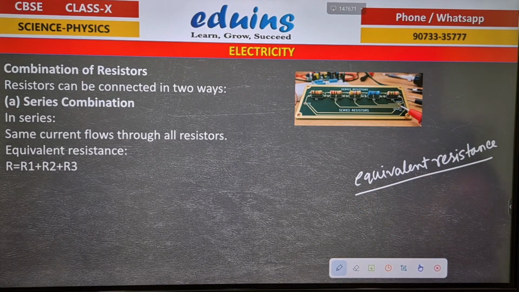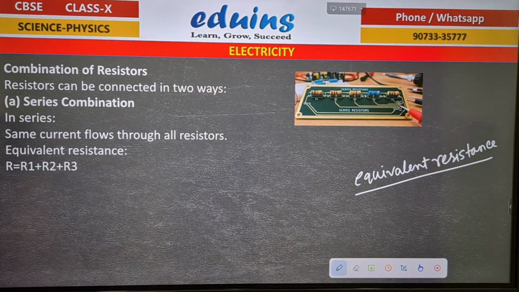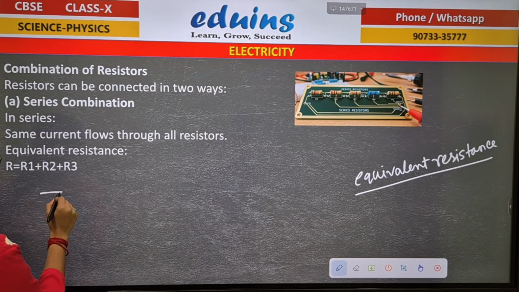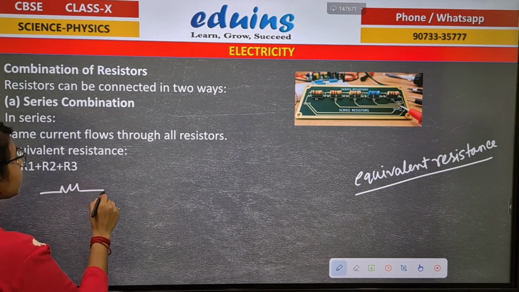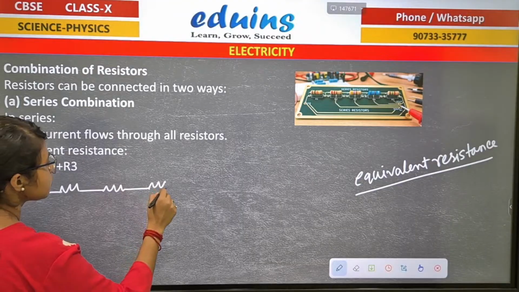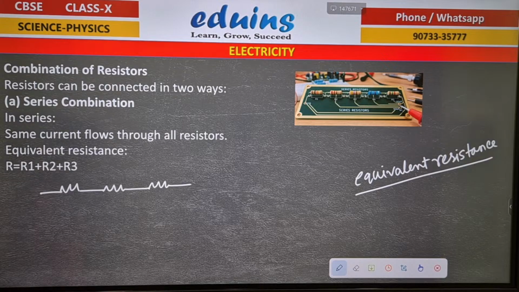Today we will derive the equivalent resistance for the series combination first. Then we will derive it for the parallel connection. So what is the series combination of resistors? It is where one resistor starts from one point, and at the end of that resistor the other resistor is connected. This kind of circuit is known as the series combination of resistors.